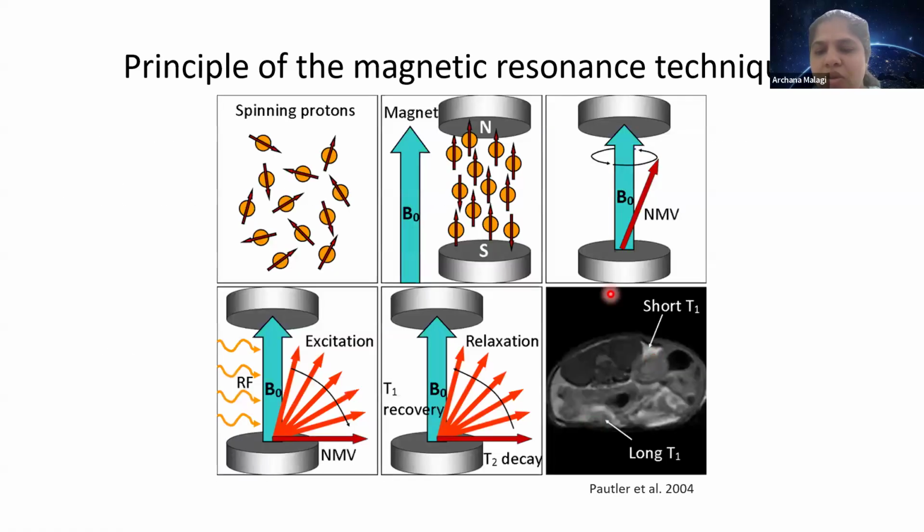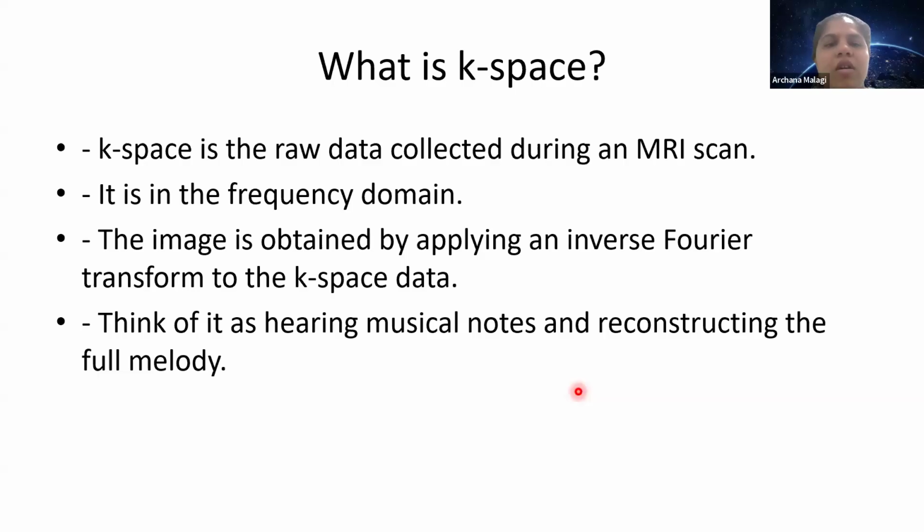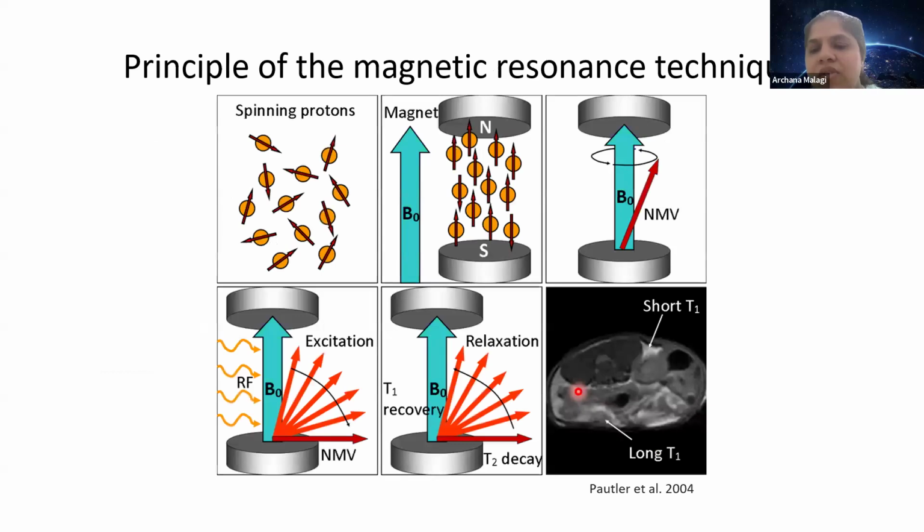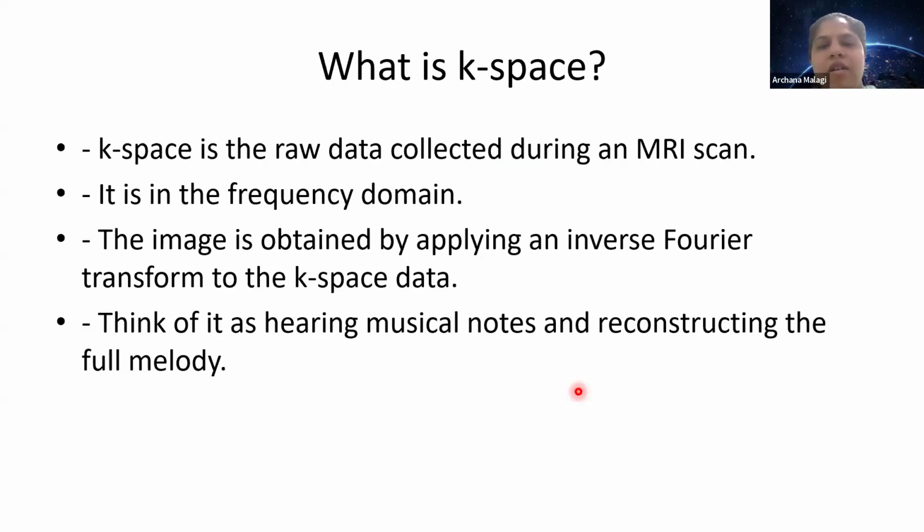Now, this image that you are seeing, how do we get that image? Before this image is generated, there is k-space. K-space is nothing but the raw data of that image, which is generated through the MRI scanner. It is in the Fourier domain. To get that k-space into an image, we need to do an inverse Fourier transform.